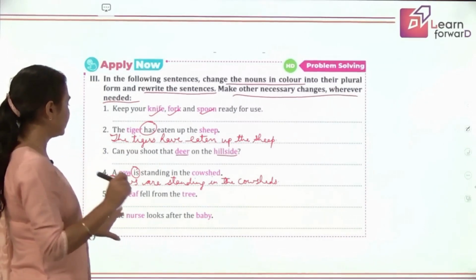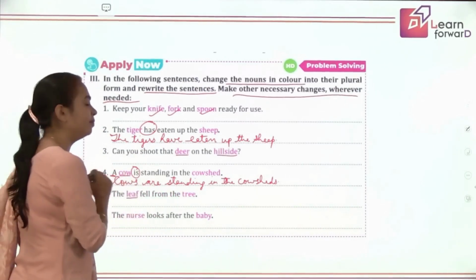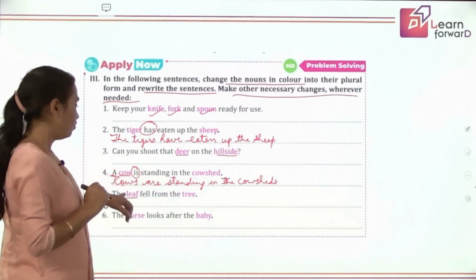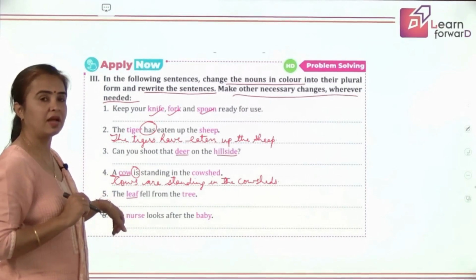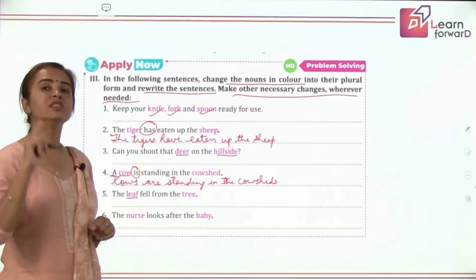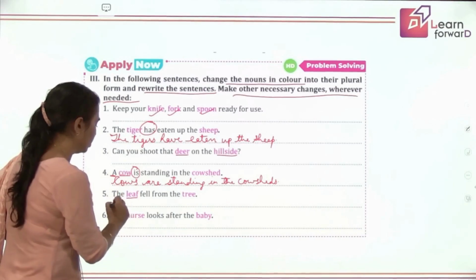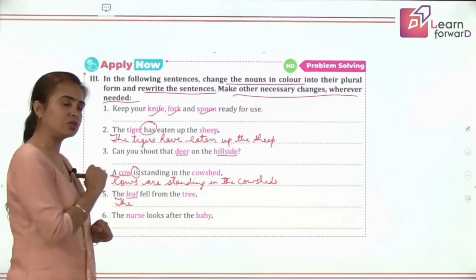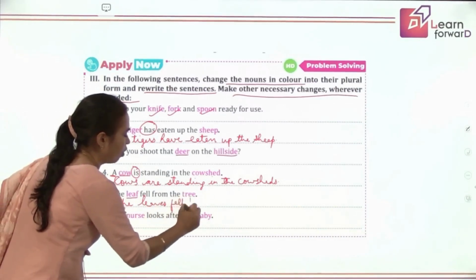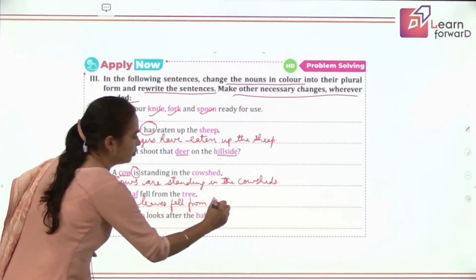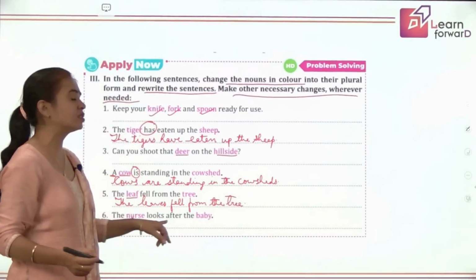Yes, look at the next. The leaf fell from the tree. Leaf will become leaves. We are not using the vowel a here, so there is no point quitting it. And remember, the can be used with singular as well as plural. So we will not skip this. We will write this also. The leaves fell from the tree.